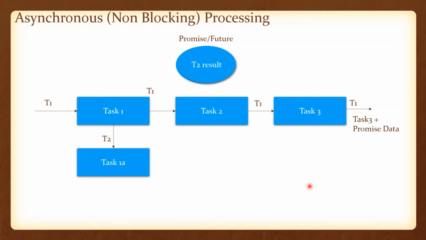Even if it is parallel, that doesn't mean it is asynchronous. If it is asynchronous, it has to be non-blocking, because in the previous slide we saw that even though it was parallel, it was blocking the parent thread. So that's the difference between synchronous processing and asynchronous processing.